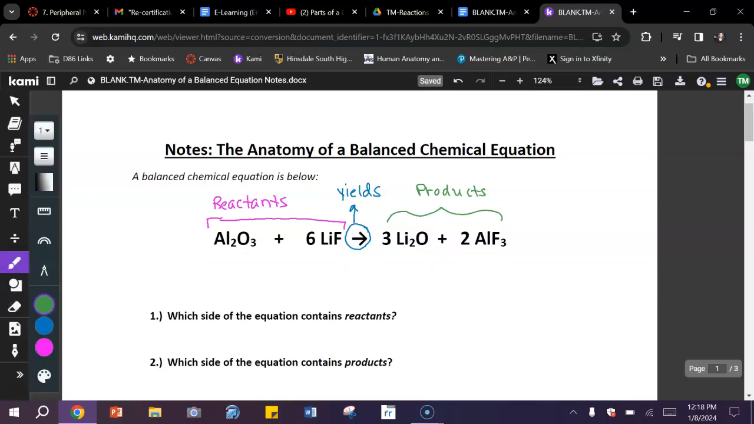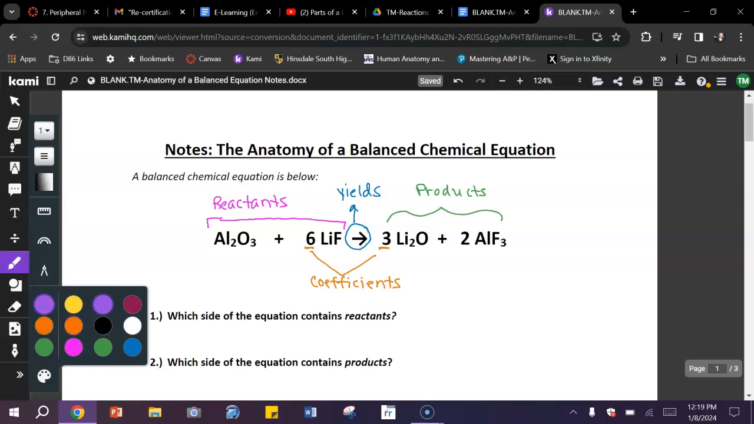A couple of other things to note in this reaction is that we have large numbers in front of some of our compounds. These large numbers are called coefficients. And we also have small numbers that exist within the compounds themselves. And you've worked with these extensively already. You should already know that the subscripts tell you how many atoms there are in the compound. These are subscripts.